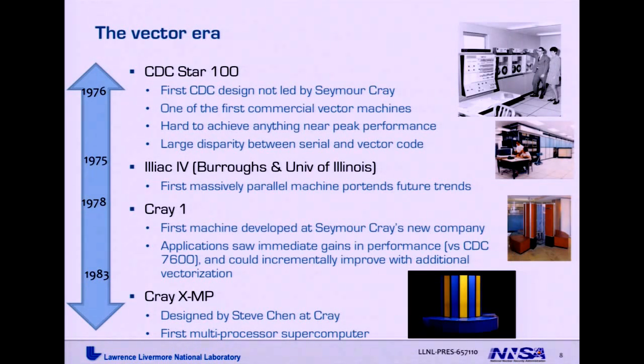I'll note that sort of in the middle here, while all these vector machines were coming out, the University of Illinois and Burroughs developed a machine called the Illiac 4, and that was really a first demonstration of the power of parallel computing. And you know, that really portended the future. You'll see as we get into the next era that parallelism was where it was at.